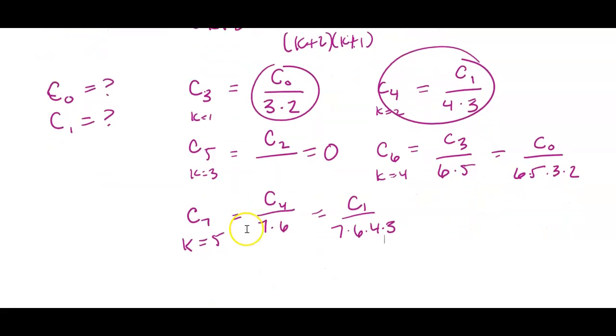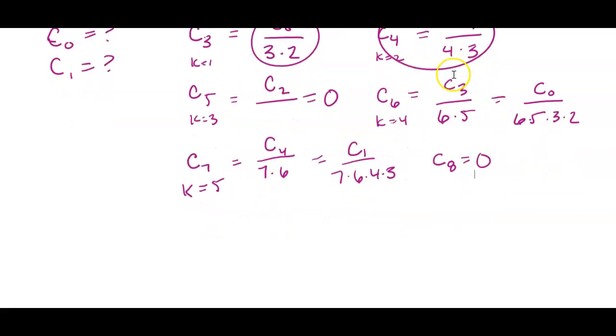Okay, and I'm going to keep going with this pattern. It so happens that every third term ends up being 0. And then I end up having a term that's determined by C0, and then a term that's determined by C1, and so on and so forth.